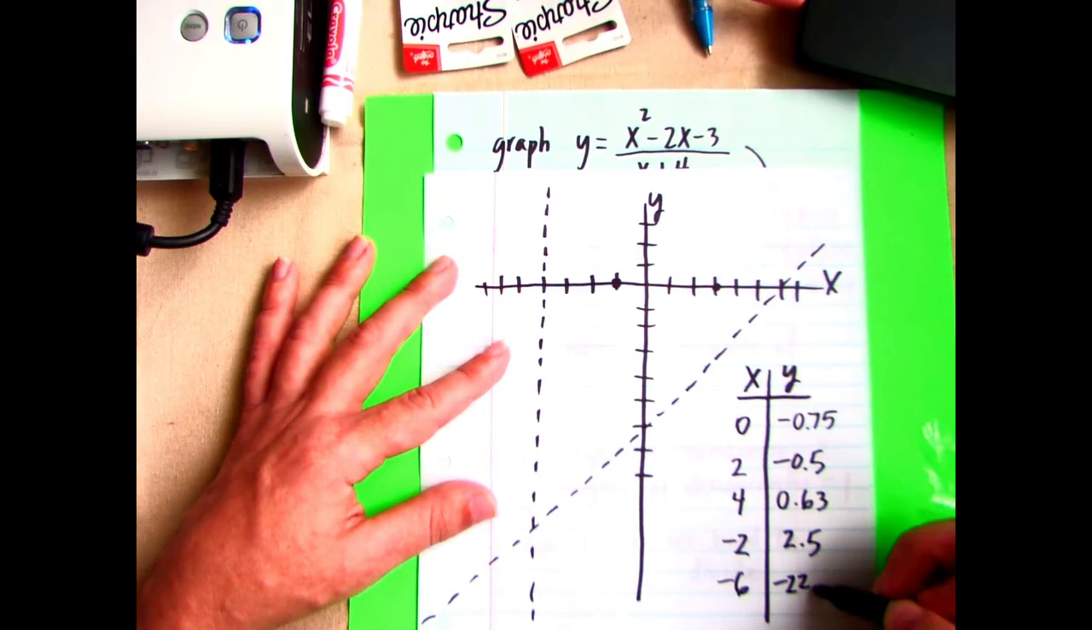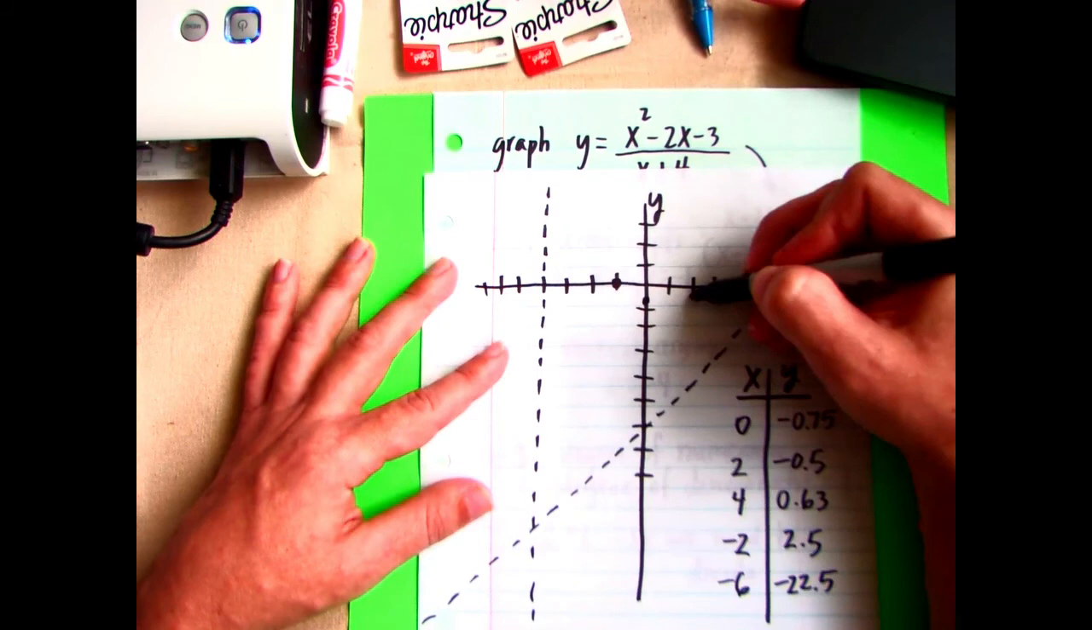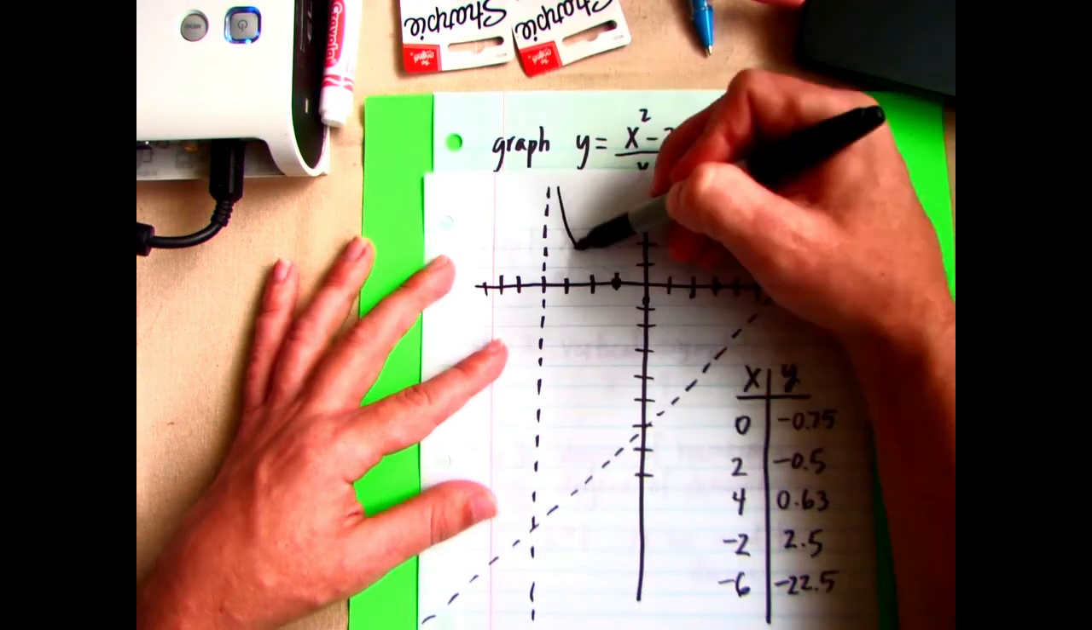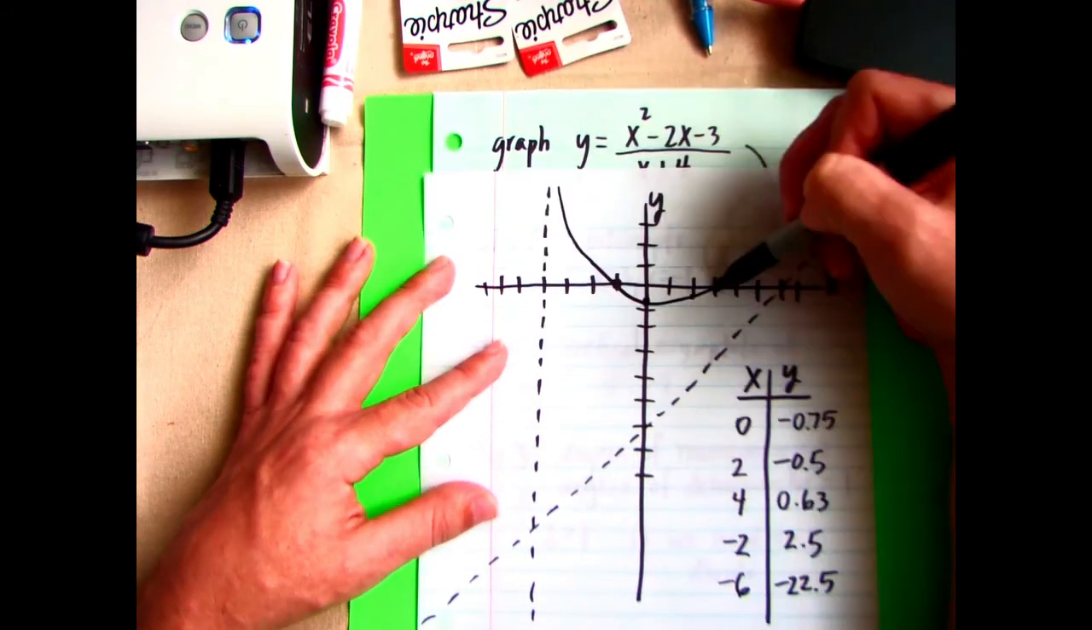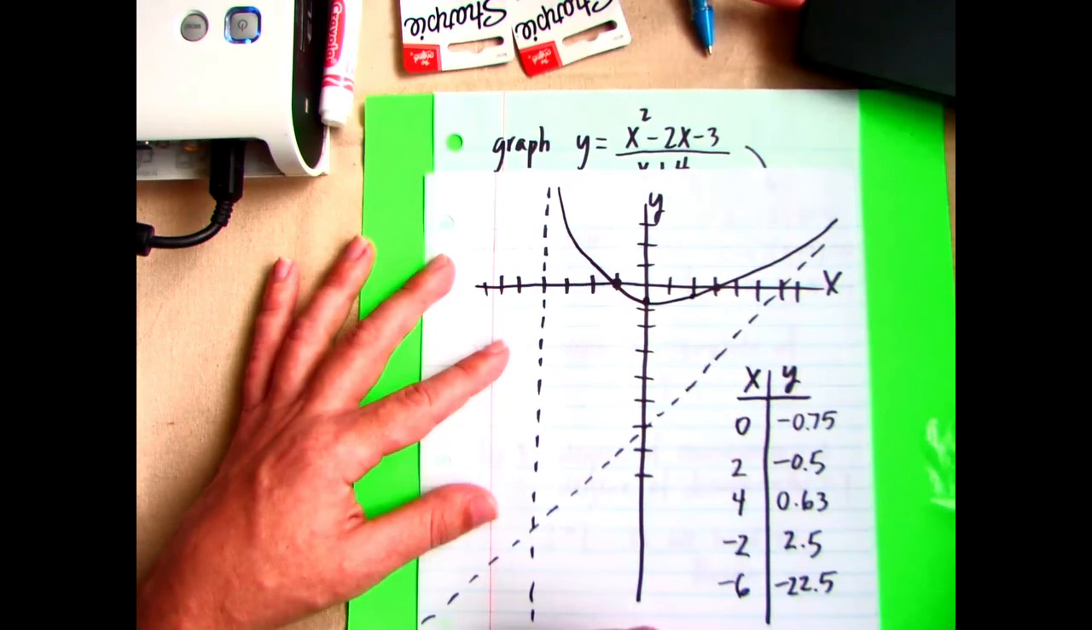And with these, it just takes practice. After you do enough, you get a sense of how they look, how they're going to perform. And again, there is symmetry. For this graph, there isn't reflectional symmetry, but this graph has rotational symmetry. 180 degrees rotational symmetry.